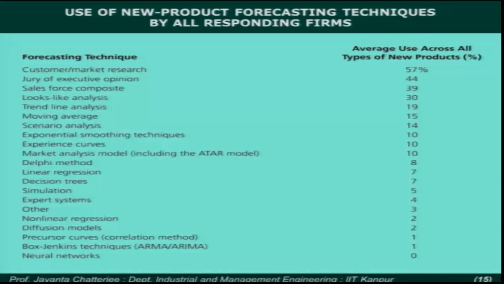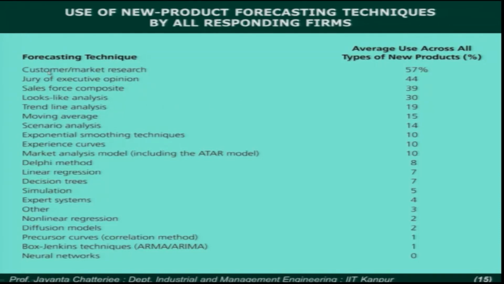So, this is the middle part of the product life cycle graph, which we will discuss in a subsequent session, where the market behavior is kind of linear growth. This actually shows what different techniques, this is from a research paper, different companies use to do this new product forecasting.